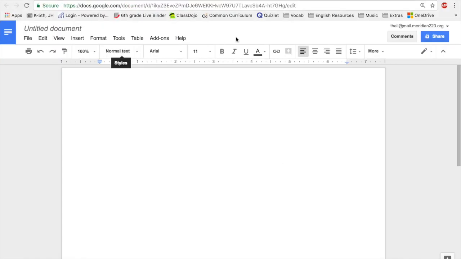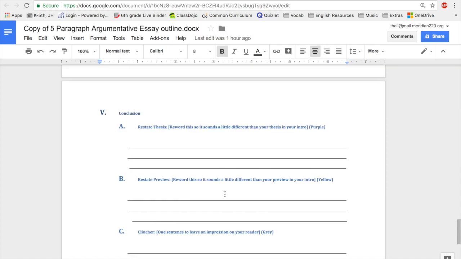So the first thing we're going to do is visit this outline that we've been working on, and we are going to skip past the third body paragraph, because if you know how to write a first body paragraph and a second body paragraph, it's the same exact steps for the third body paragraph. I feel like by this point you guys probably get the idea of how to write body paragraphs. So we're going to skip to this conclusion.